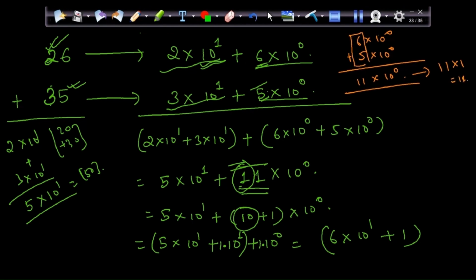Right? But you are adding the digits at what place? You are adding the digits at the ones place, but it is adding 1 to the tens place. And that is why you are shifting this 1 to the left side, because the weight of the left side is already 10 to the power 1.